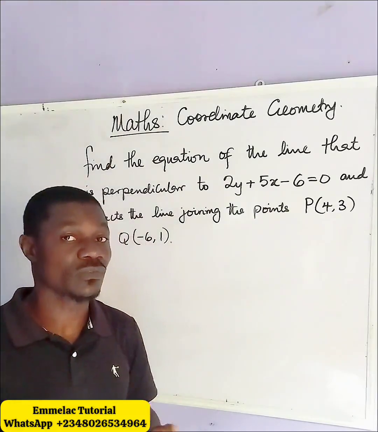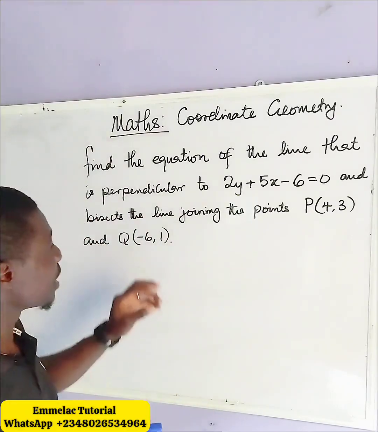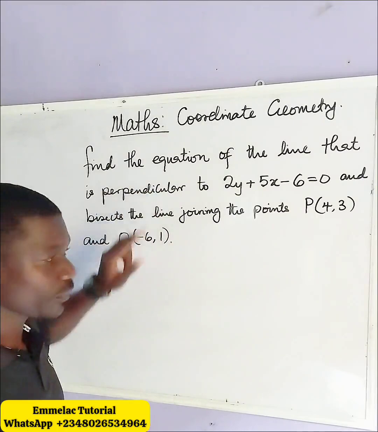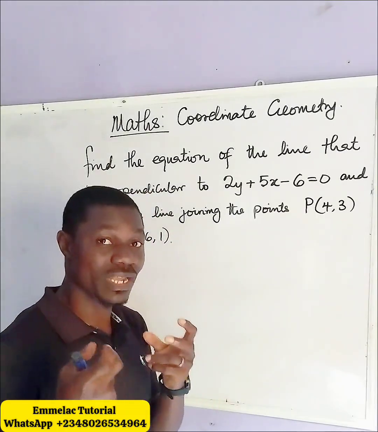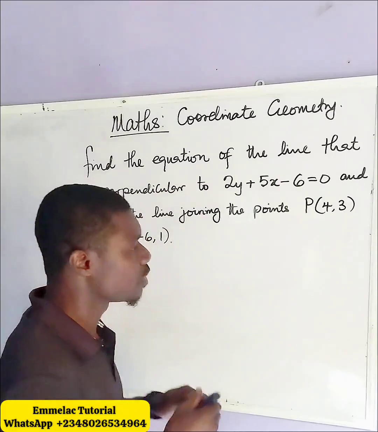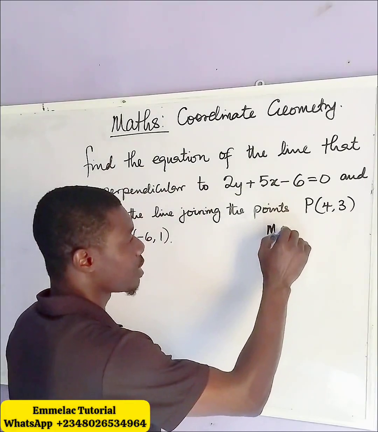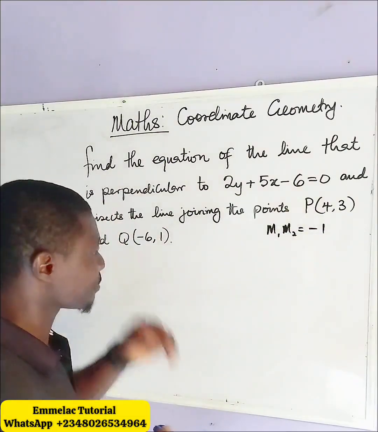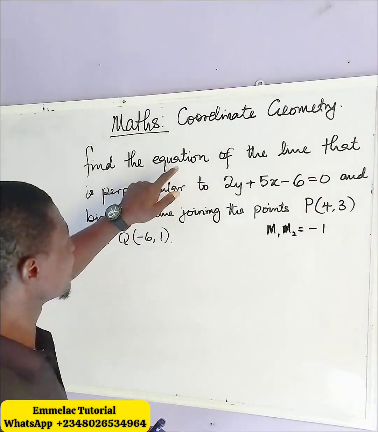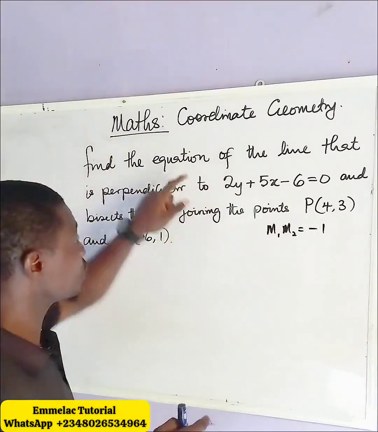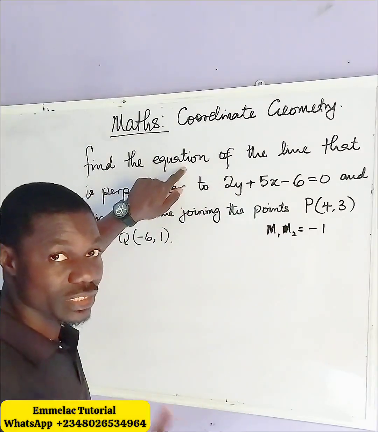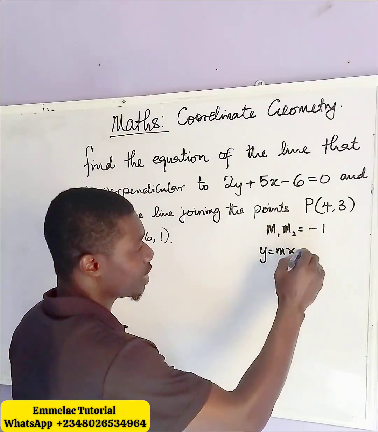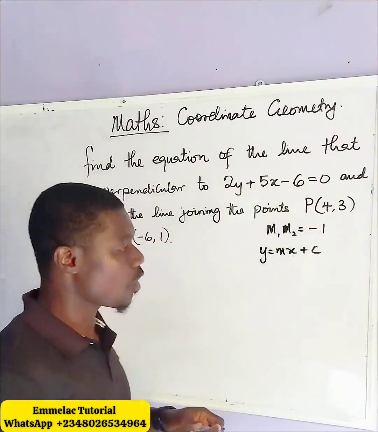Alright, now let's take note of this, that when two lines are perpendicular to each other, there is a formula. The product of their gradients must give you negative 1, which means m1 times m2 must give us negative 1. Now let's assume that the equation of the line we are aiming to get is y equals mx plus c.